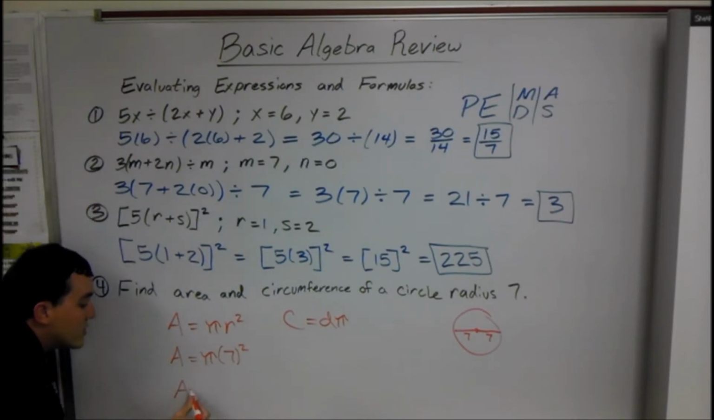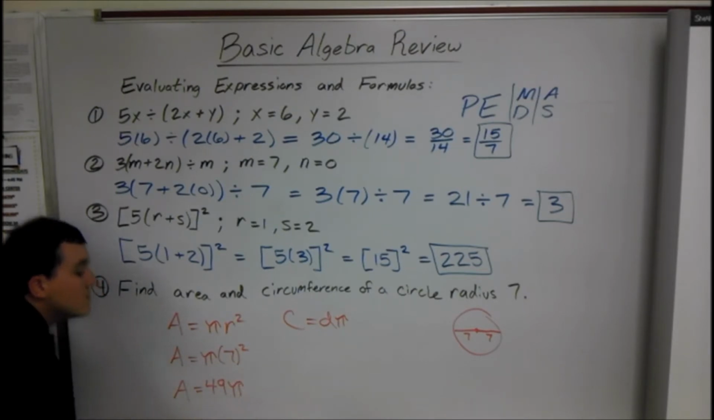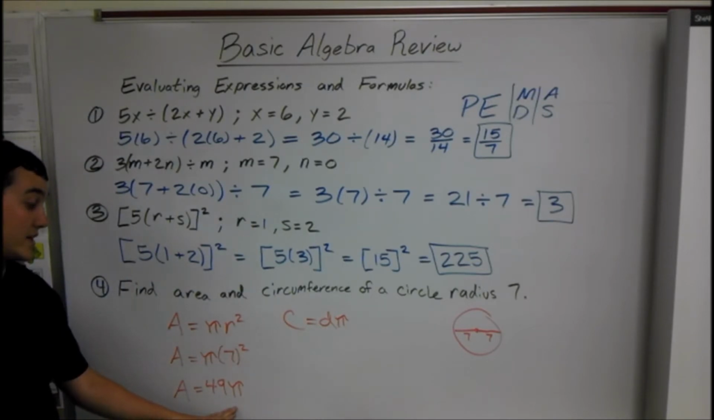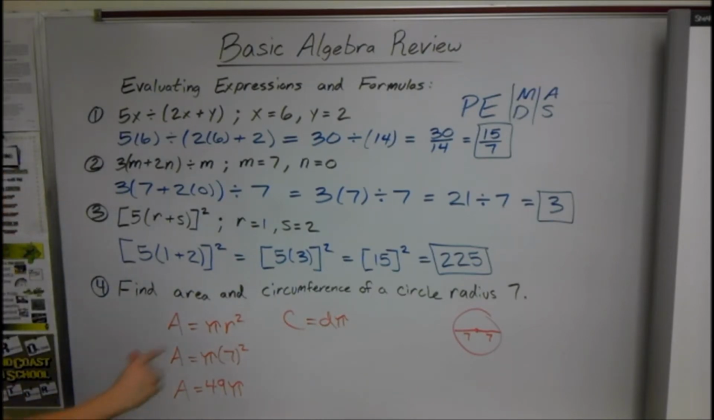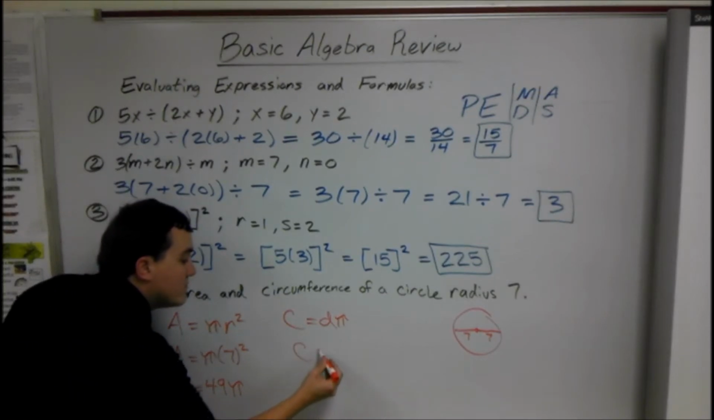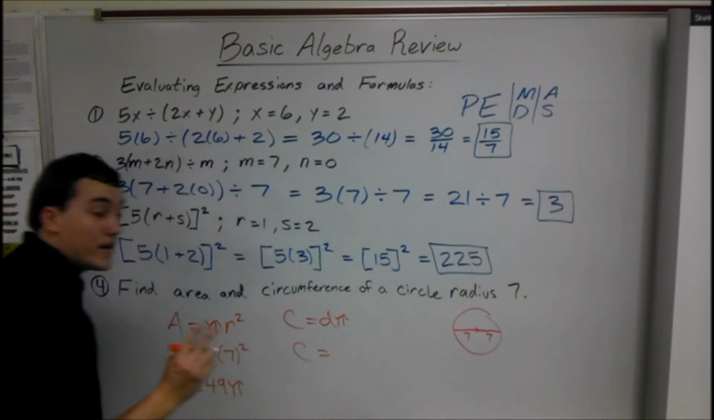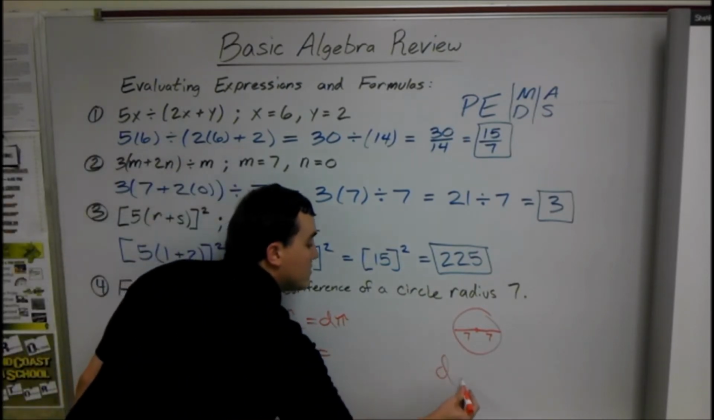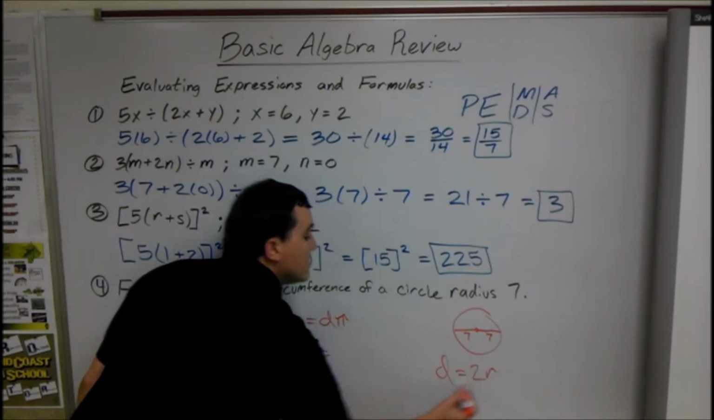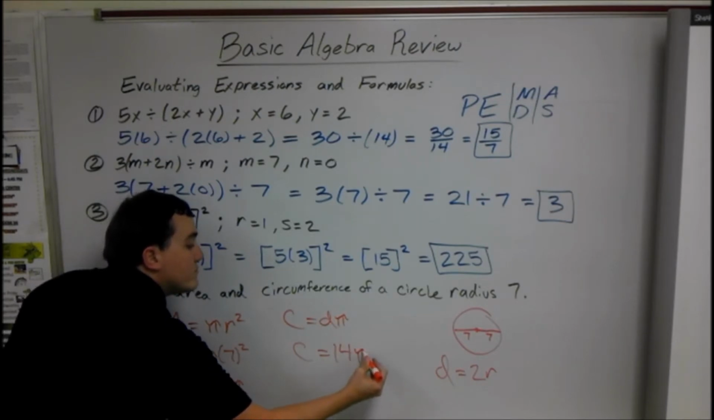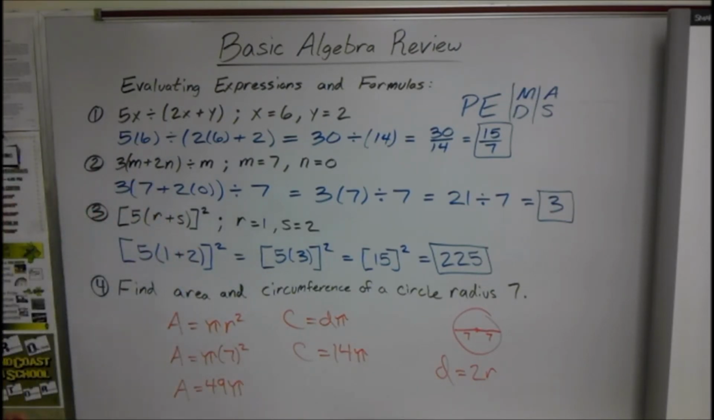So really, area is just 49 pi. And you can multiply 49 times 3.14, but you can also just leave it like this. So we'll just leave it. Same thing here. We have circumference equals diameter, which is, remember, 7 plus 7, twice the radius. Diameter equals 2 times the radius, which is 14, so 14 pi. Or 14 times 3.14. Those are our answers for those.